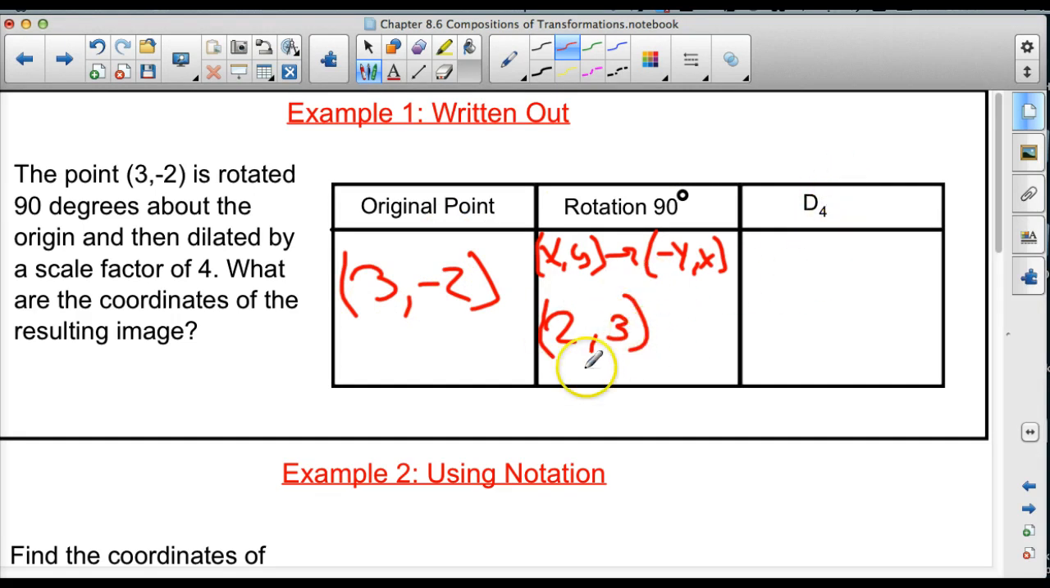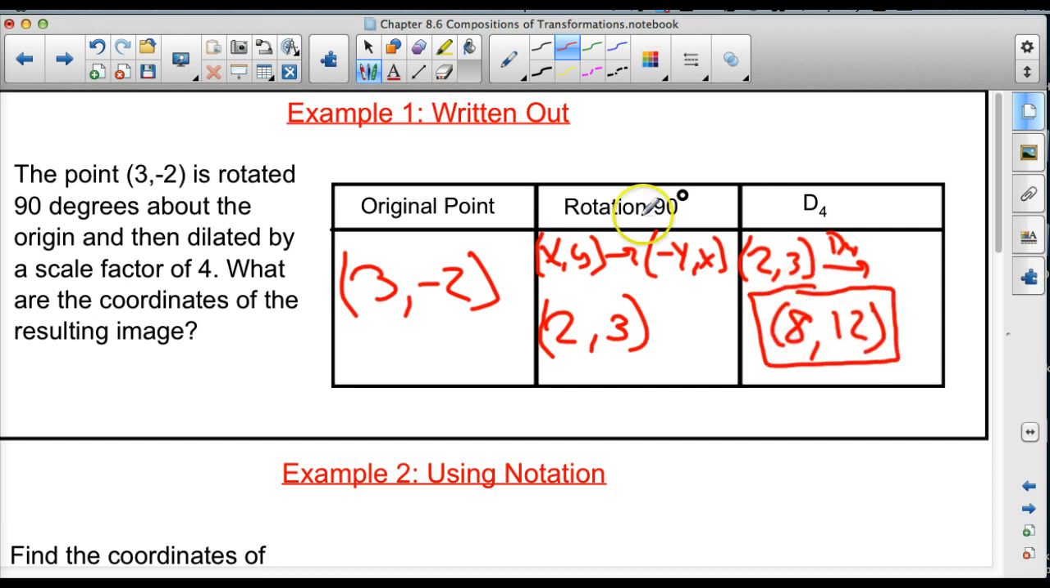So we dilate this point right here, 2, 3. We're going to take 2, 3, and we're going to dilate it by 4. And what are we going to get? What's 2 times 4? It's 8. What's 3 times 4? It's 12. So our final answer is 8, 12.